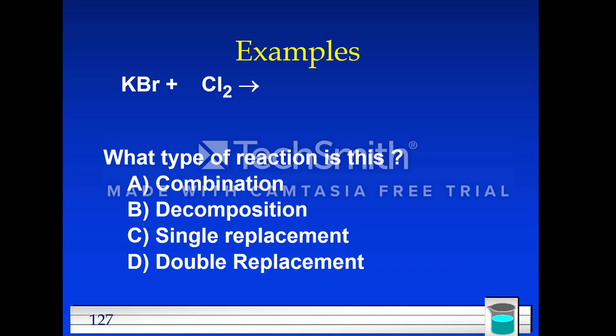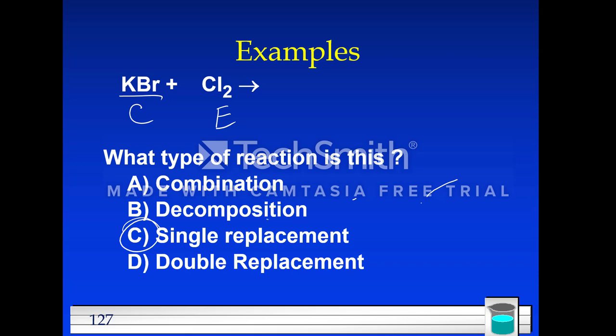What kind of reaction is this? I've got a compound and an element. What kind of reaction is that? Still single replacement. Order is unimportant. The plus sign is just the word and. Red and green looks a lot like green and red. So this is single replacement.